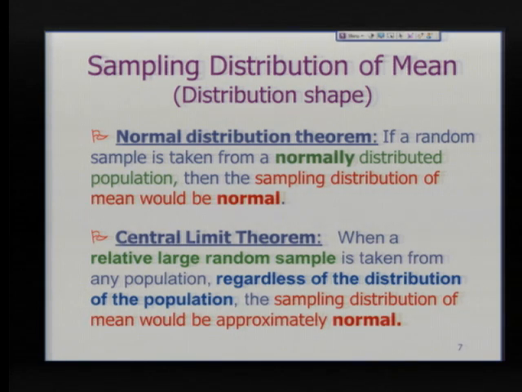If your weight is normally distributed, and you want to understand the distribution of the sample mean of weight, it is also a normal distribution based on this theorem.